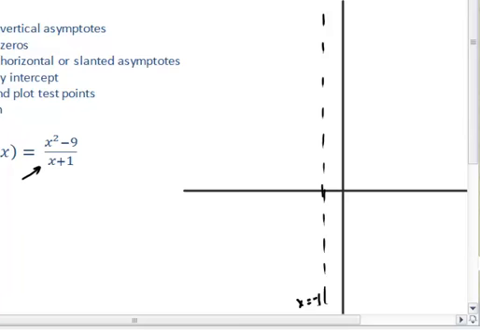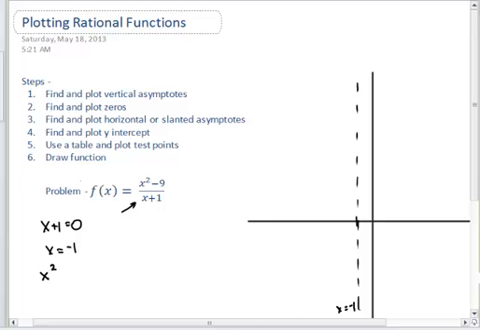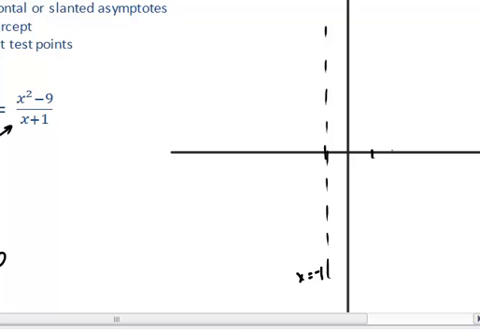And now we will solve our numerator to find our zeros. So in that case we have x squared minus 9 is equal to 0, so you could quickly see that that is going to factor into x plus 3 and x minus 3, which will give us x equals -3 and x equals 3. So we'll plot those. At 3 we have a 0, and at -3 we have a 0. So plot those.